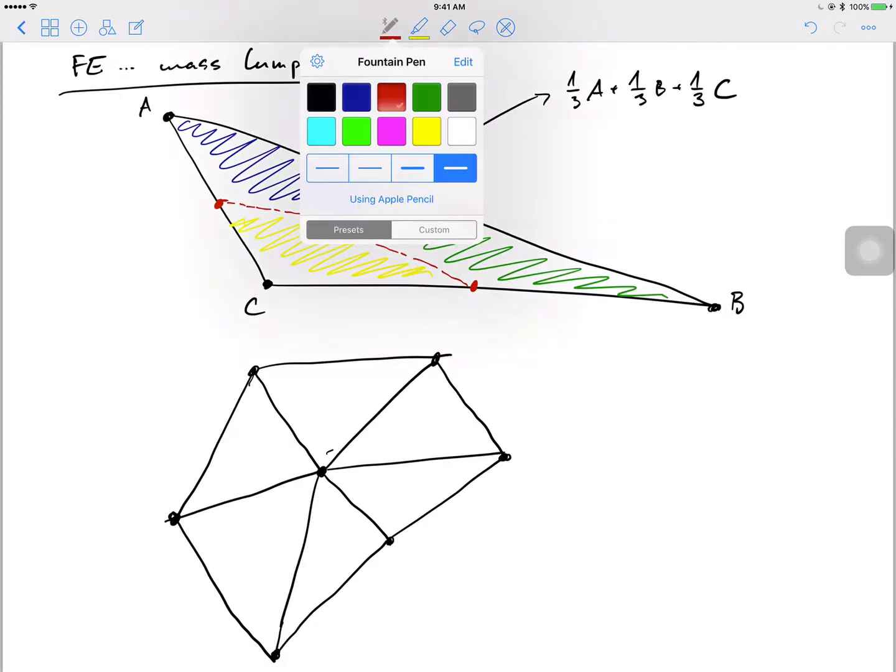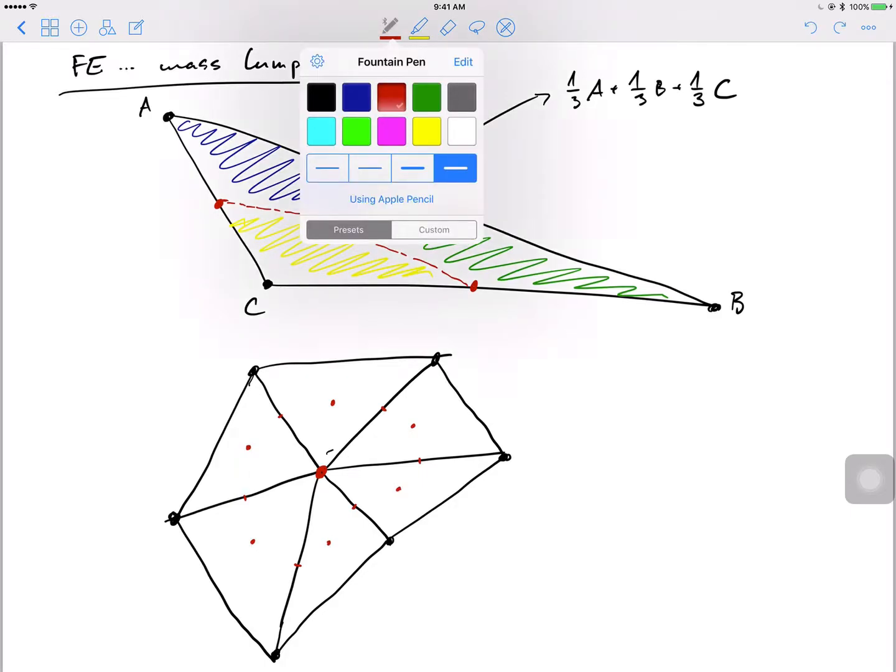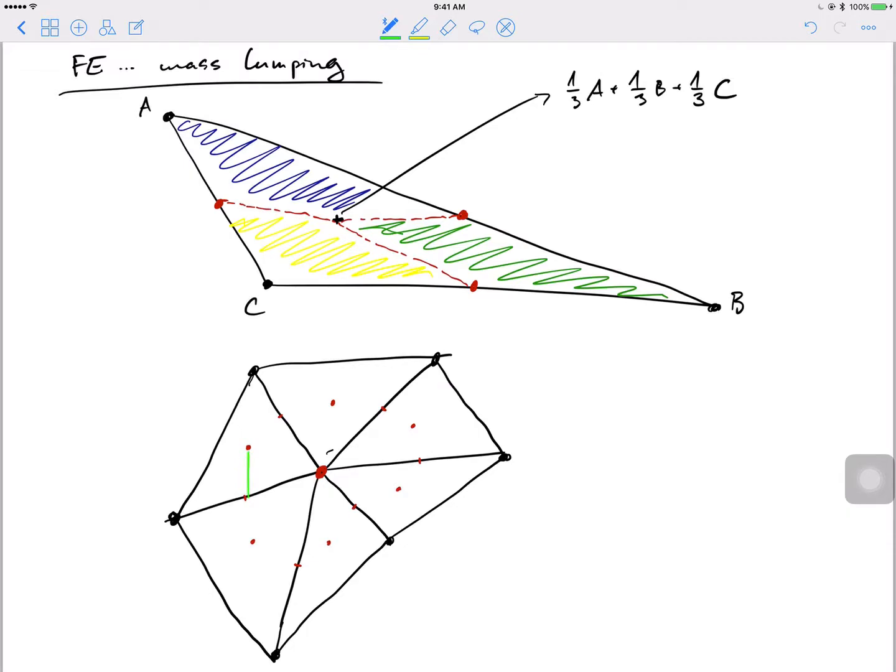So let's say this is the vertex I'm looking at, and it has these adjacent triangles to it. Well, I can do this barycentric division on all of them. I can look at the barycenter of all the triangles, and I can find the edge midpoints for all the edges, and then I can just connect this. Or maybe with a different color to make it more clear, I can connect this with lines.